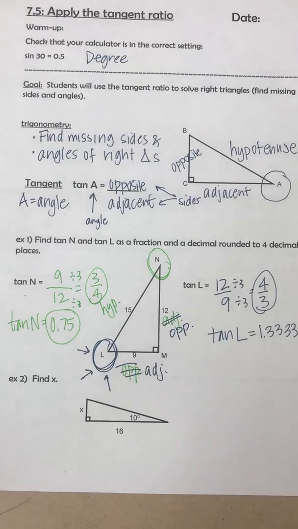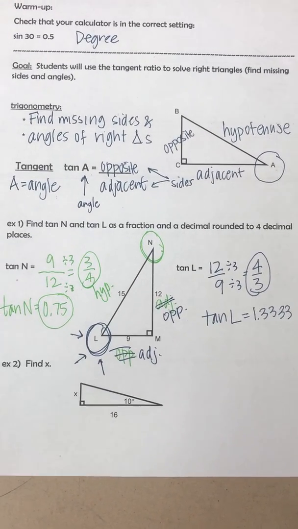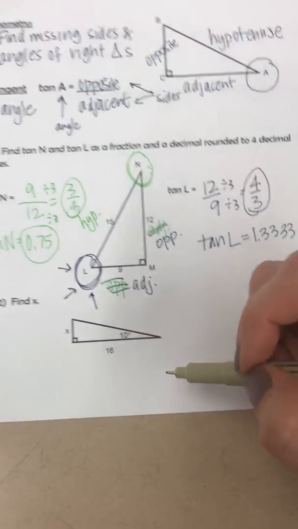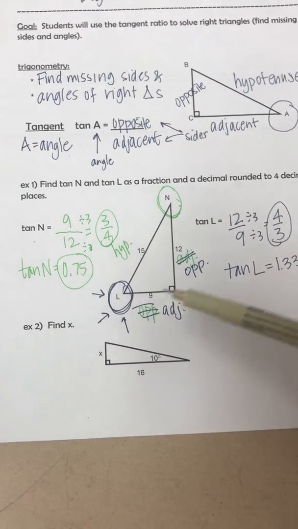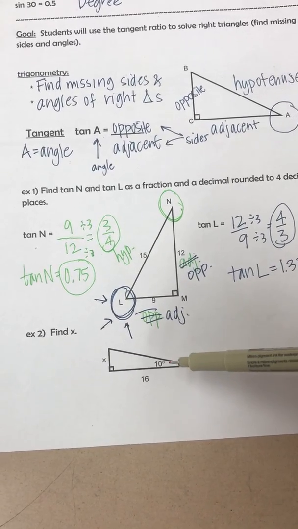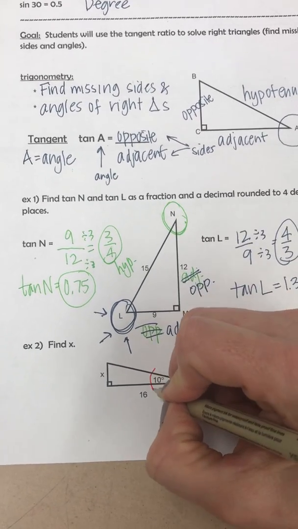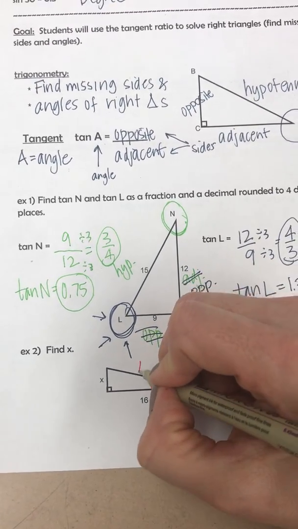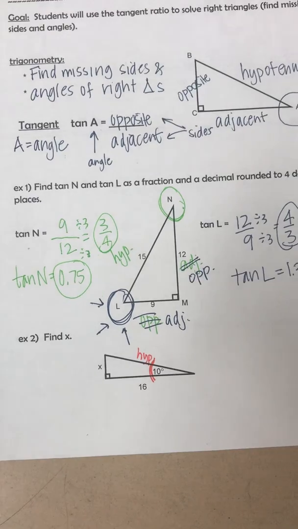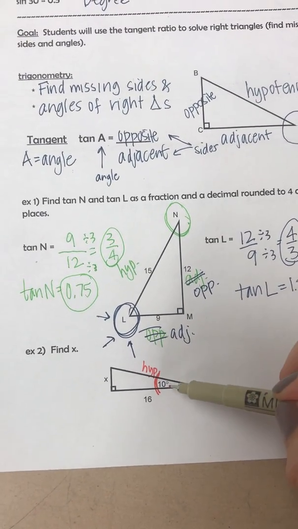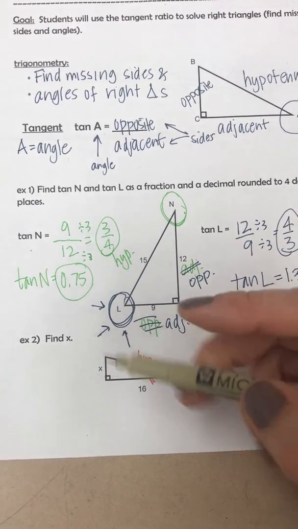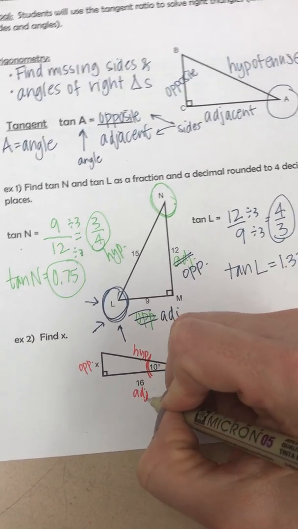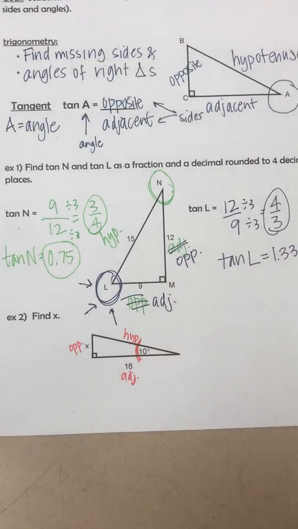This next problem, they're asking us to find x. X is right here, but obviously we're not done there. But they give us this angle this time. So rather than talking about just angle L, they're giving me 10 degrees. So that's the angle we know something about. So I'm going to label everything based off of 10. So here's my hypotenuse. It's across from my right angle. I don't know that, nor do they tell me anything about it. The opposite is x. And then my adjacent is 16 from my angle 10.